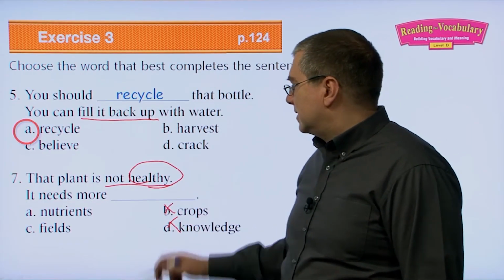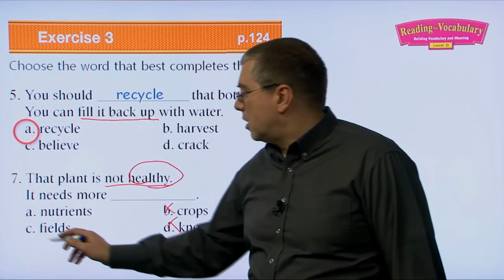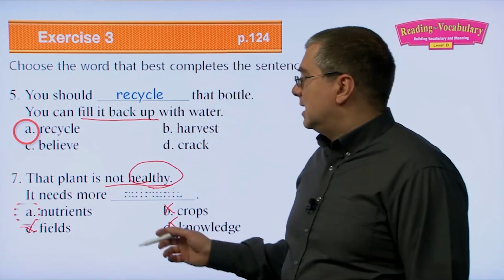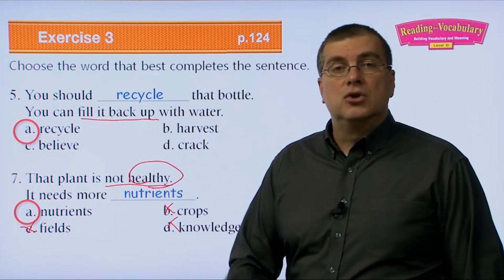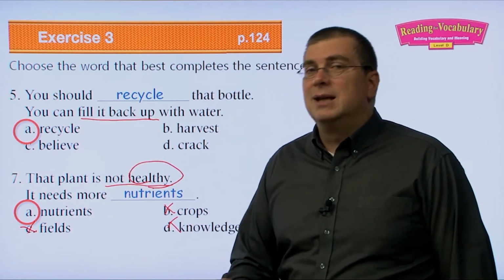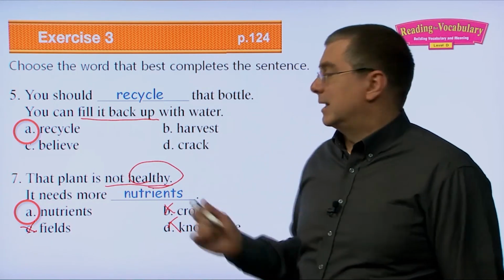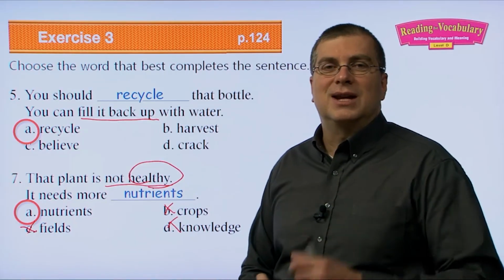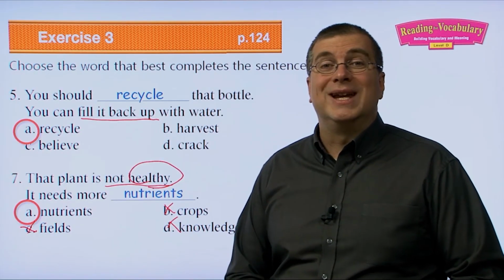Crops, no, because that's a type of food that farmers grow. Fields, it needs more fields. That doesn't make sense. It needs, of course, more nutrients. Nutrients are what living things need to stay healthy. So that's the answer. Okay, well that wraps it up for the vocabulary section. Let's take a short break and we'll come back and look at the reading together.